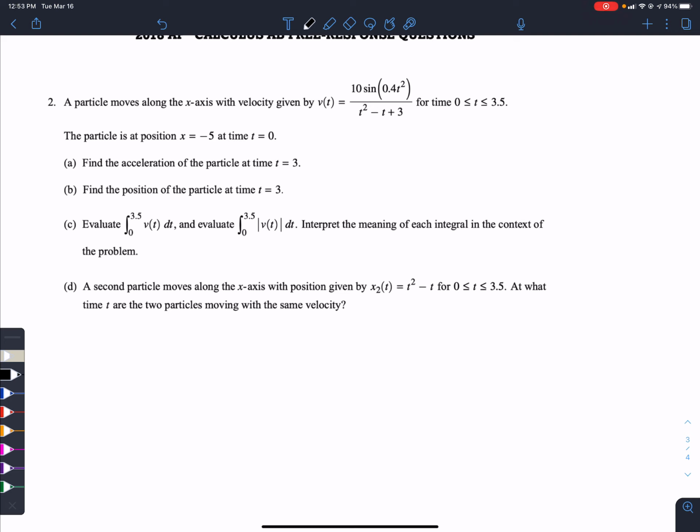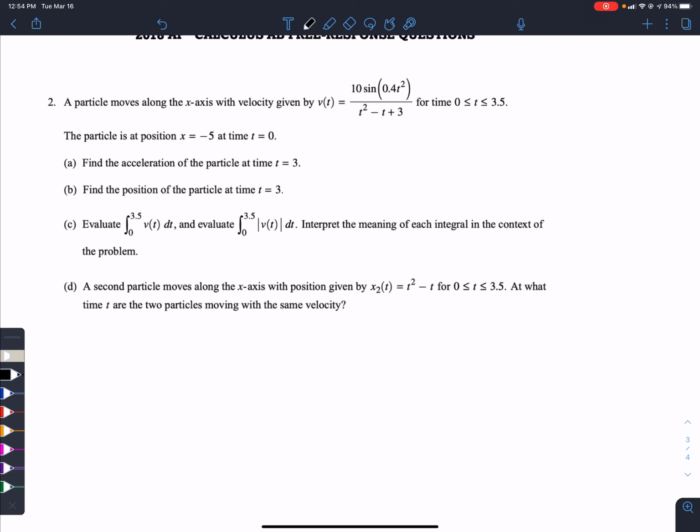But I'm going to plug these equations in real quick. 10 sine 0.4 t squared all over x squared minus x, whoopsies, x squared minus x plus 3. All right, I have my v of t in there. So program that v of t into y1 on your calculator. Make sure you're in radian mode, and everything should work out fine.